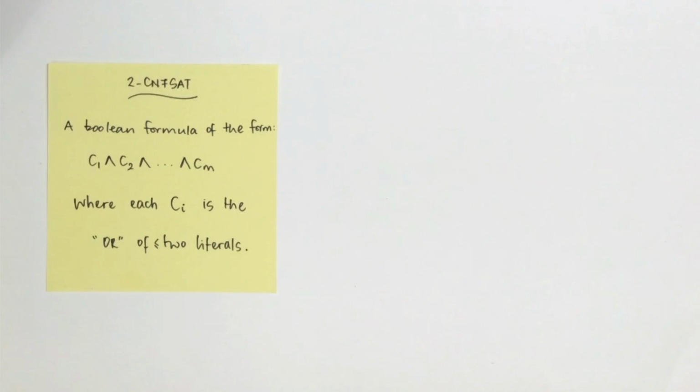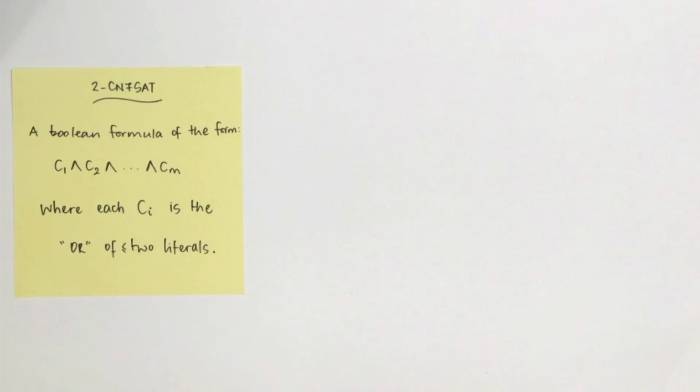The special thing about 2SAT is that every clause only has two literals in it, and it turns out that you can figure out if such a formula admits a satisfying truth assignment or not in polynomial time. So that's great. It's always nice to have a SAT variant that you can actually tackle in polynomial time.